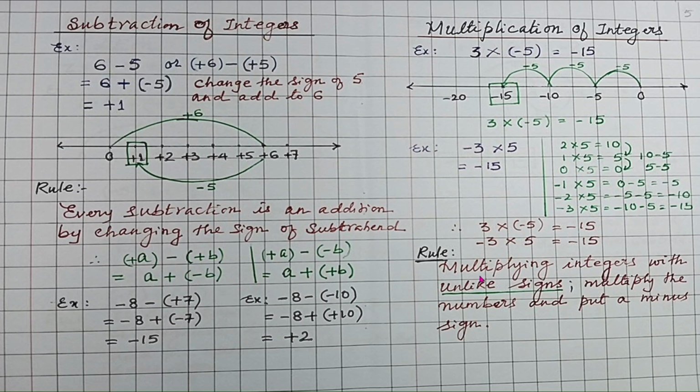The rule is multiplying integers with unlike signs. Please understand, the signs are unlike here. One is plus, the other one is minus. Then multiply the numbers and put a minus sign. So this is the rule of multiplication of two numbers with unlike signs.